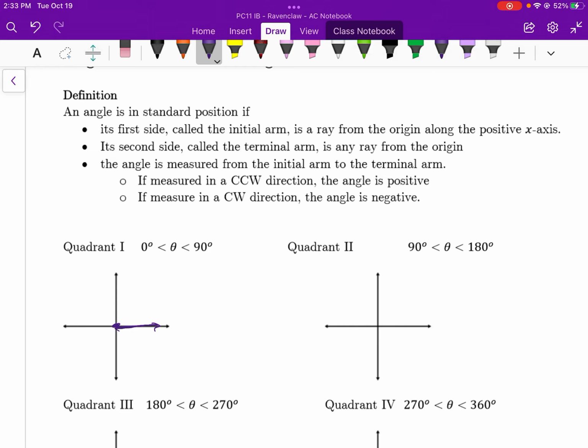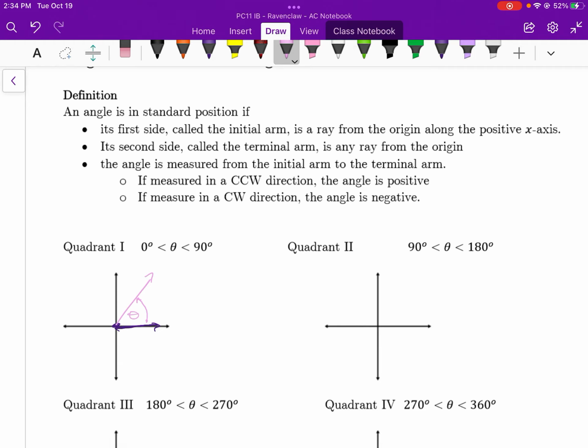The second side, called the terminal arm, is any ray from the origin. So if we again begin from the origin, if we have an angle in quadrant 1, the terminal arm will be in quadrant 1. The ray starts at the origin and really can go anywhere. The angle in standard position is measured from the initial arm to the terminal arm. So we start from the initial arm and we measure until we hit the terminal arm.